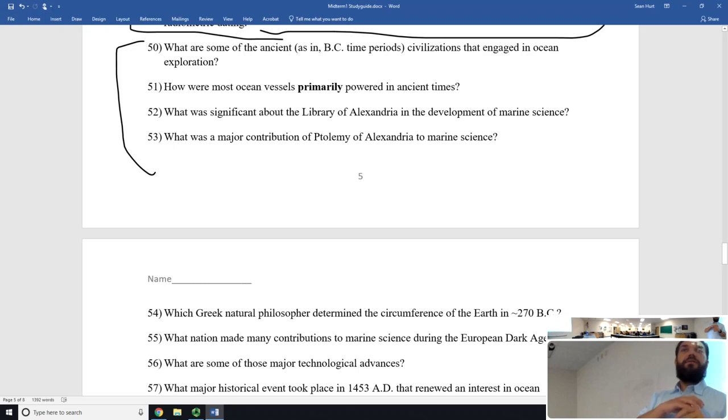These are the Minoans, the Phoenicians, the Egyptians, the Greeks. Okay, that's what I'm looking for there. And how were they primarily powered? How were those vessels powered in ancient times? I got different answers for this, but the correct answer is with oars.